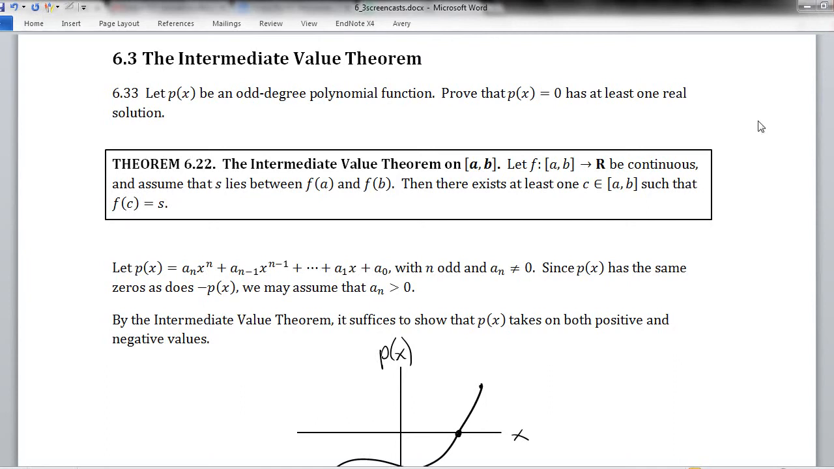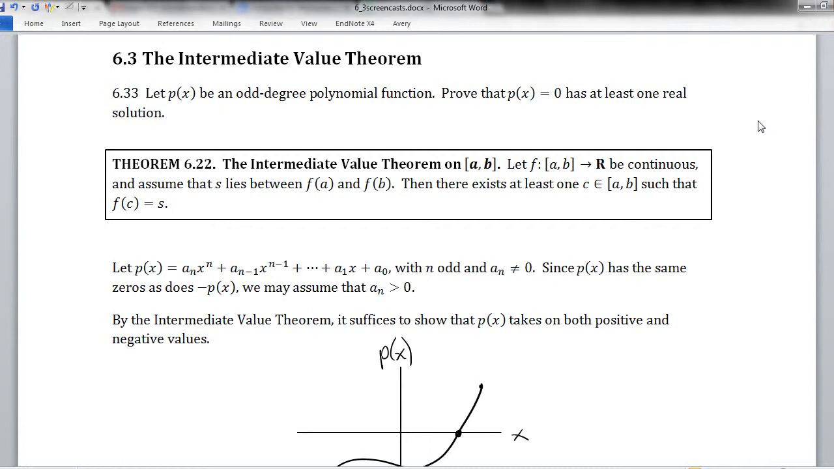Section 6.3, the intermediate value theorem. Exercise 6.33. Let p of x be an odd degree polynomial function, and we mean with real coefficients. Prove that p of x equals 0 has at least one real solution.